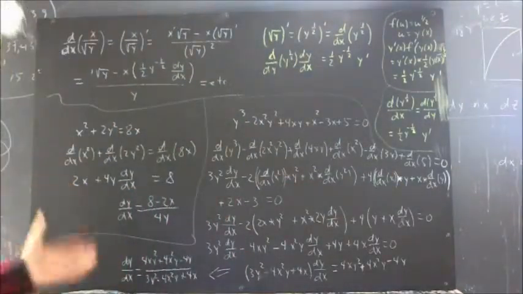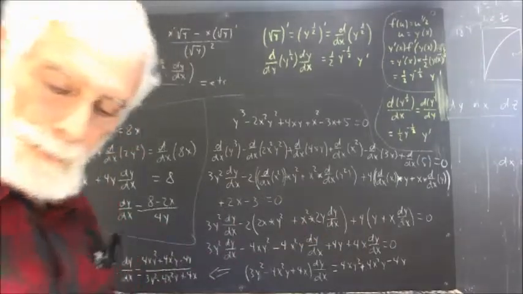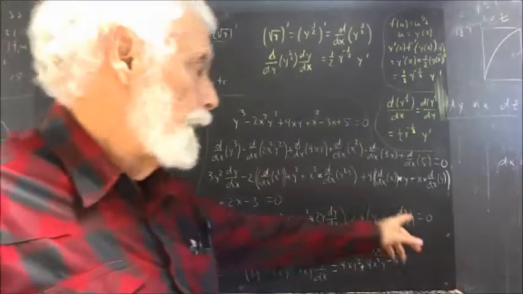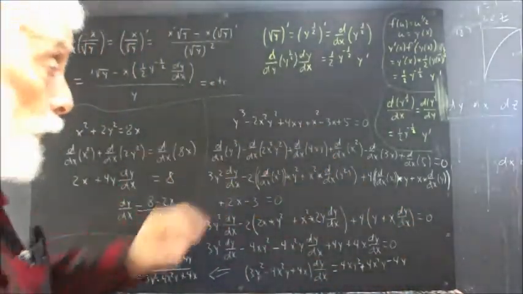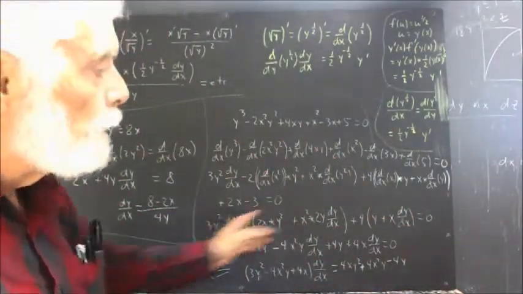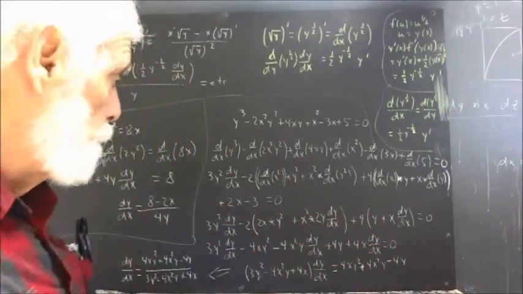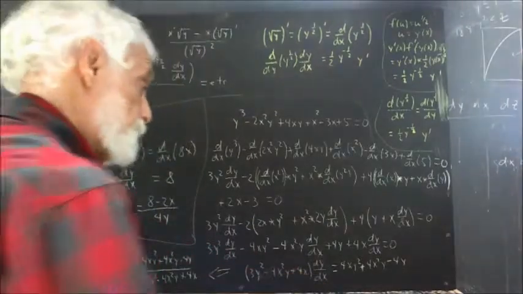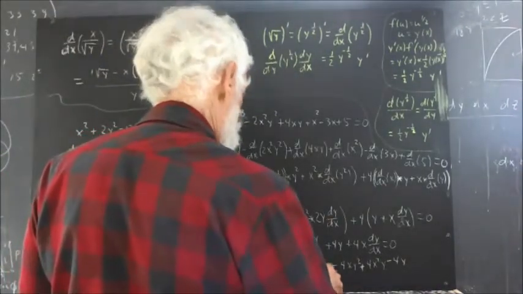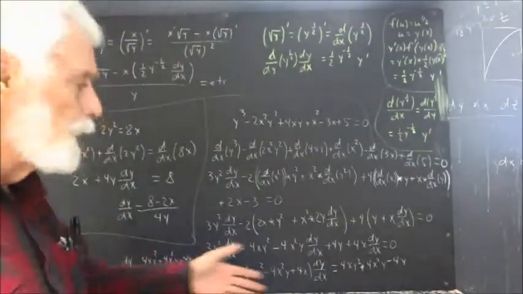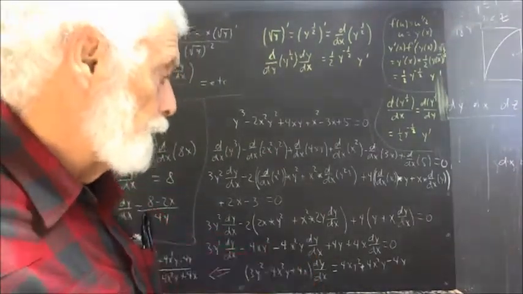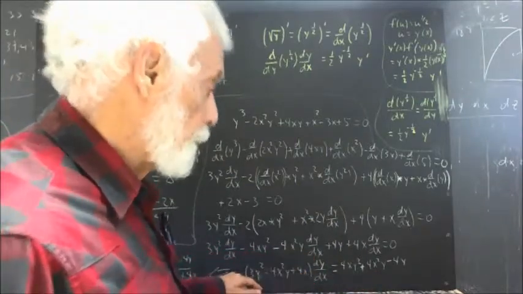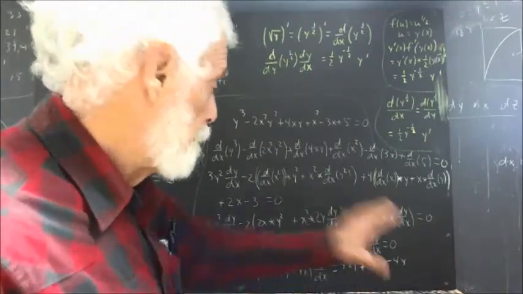Now it maybe looks a little intimidating, but it's really quite simple. All our dy's, dy dx's are just going to be plain old dy dx's. So to solve for dy dx, we just separate the terms that have dy dx in front of them, we separate the terms that include dy dx as a factor from the terms that don't. And we put the dy dx terms on one side and the other terms on the other side.